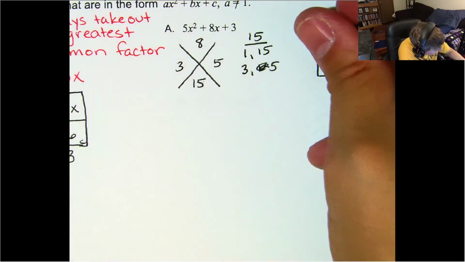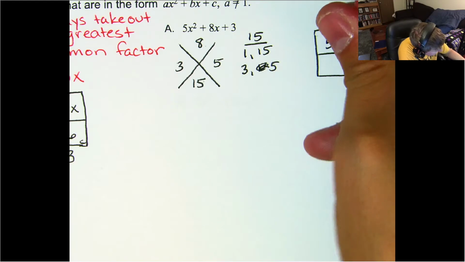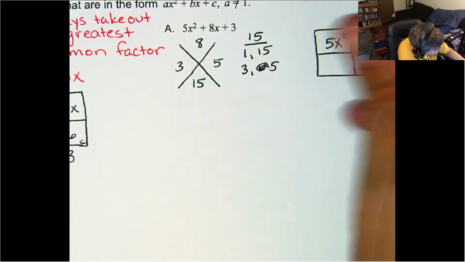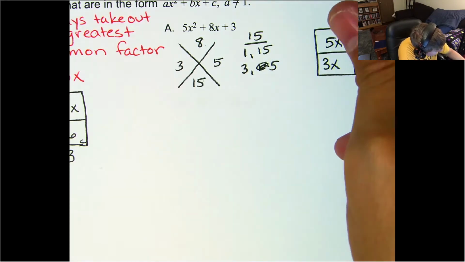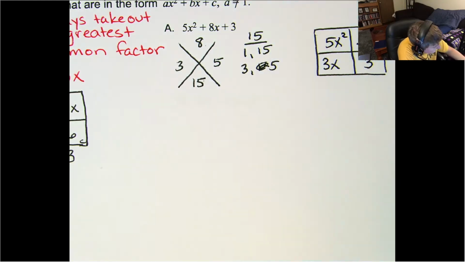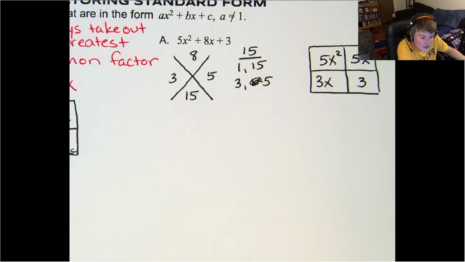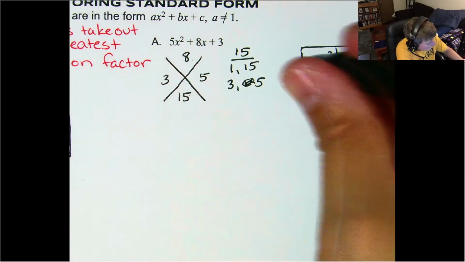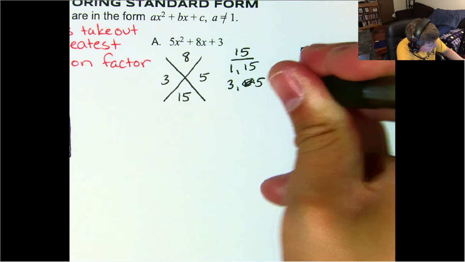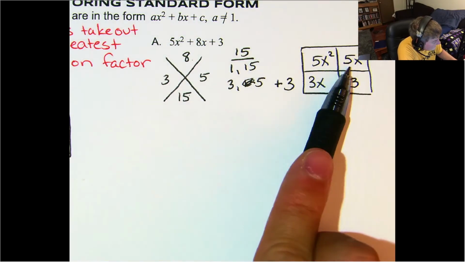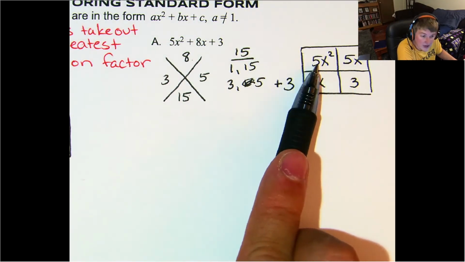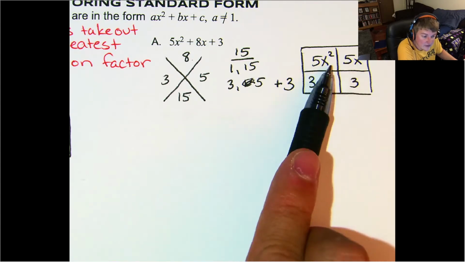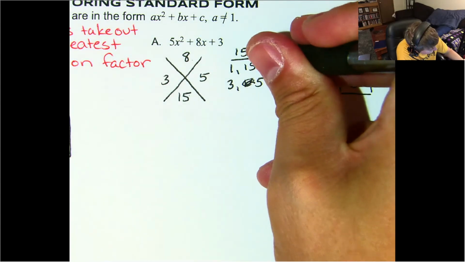Okay, so I'm going to have 5x squared here, and I'm going to have 3 here. I'm going to have 3x here and 5x here. Okay, no negatives, so everything I'm taking out is going to be a positive. So I'm looking at 3x and 3, and that largest value that divides evenly out of that is 3. 5x and 5x squared, I have a common factor of 5. I have a common factor of x, so I'm going to take out a 5x.